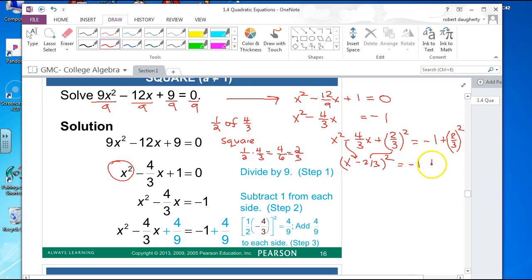Equal -1 plus, what is 2/3 squared? 2/3 squared is 4/9. 2/3 times 2/3 is 4/9. So x minus 2/3 squared is equal to, I'm going to rewrite 1 as -9/9. So what's -9/9? That's -1. -9/9 plus 4/9, that's -5/9. So x minus 2/3 squared equal -5/9.